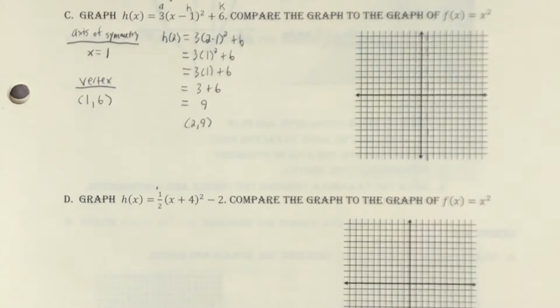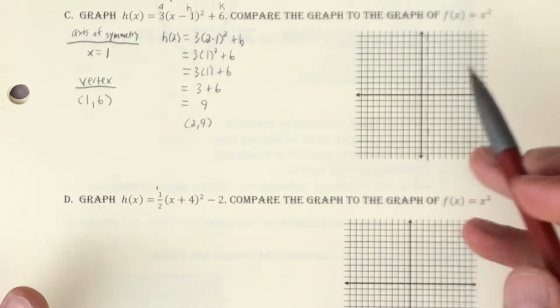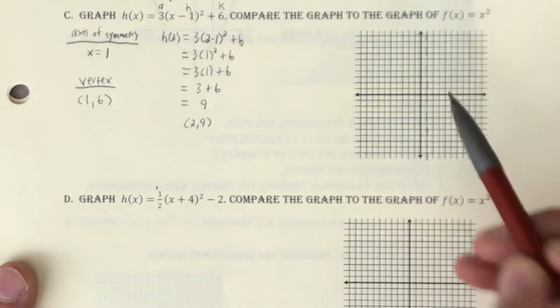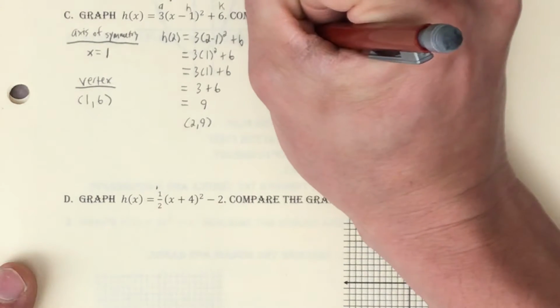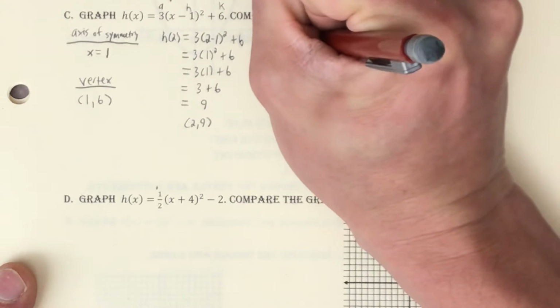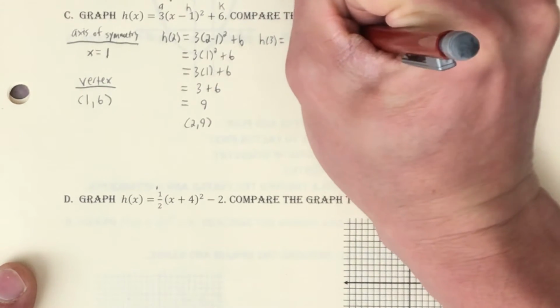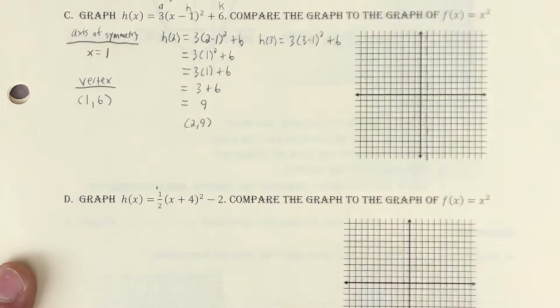So I have a feeling looking at that already, we're probably going to end up with a value that's going to be bigger than 10, so we're probably going to end up relabeling. And that's okay. So let's put another point to the right of the axis of symmetry. So I did 2, so now I'm going to do 3. So h of 3 equals 3 times (3 minus 1) squared plus 6.